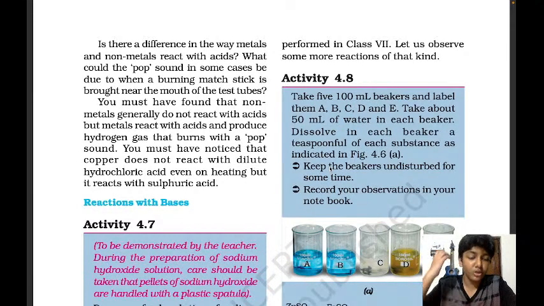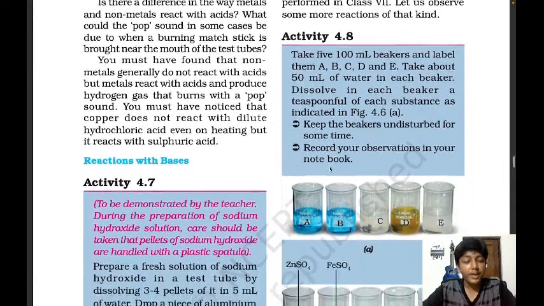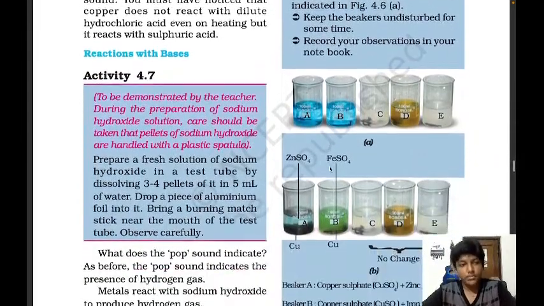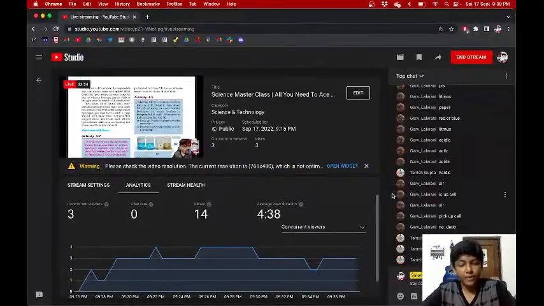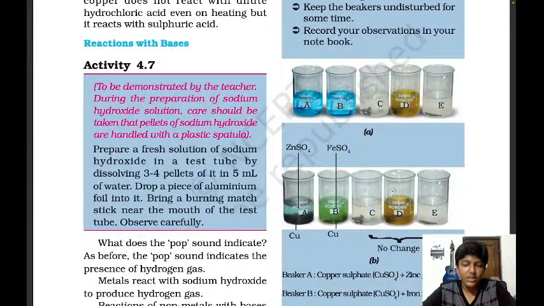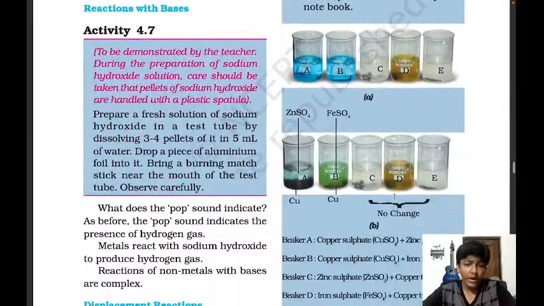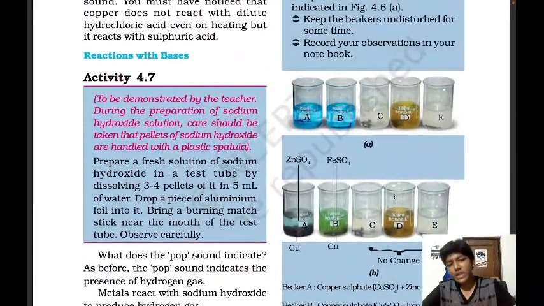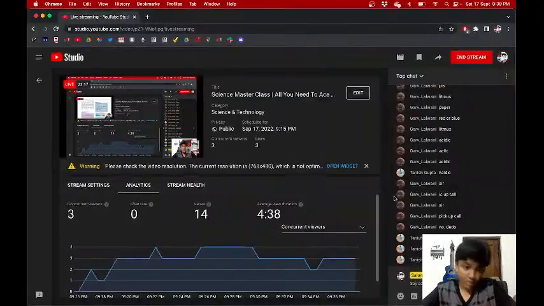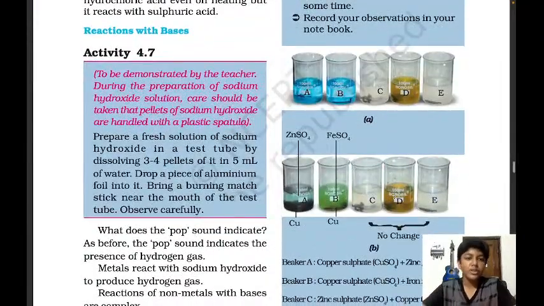You must have noticed that copper does not react with dilute hydrochloric acid even on heating, but it reacts with sulfuric acid. Alright. And now finally we have reaction with bases, and this is also very important. Reaction with acids was important. Alright. So after this we'll have displacement reactions, and displacement reactions will definitely come in the paper, as they are mentioned in the book, as our teachers say.